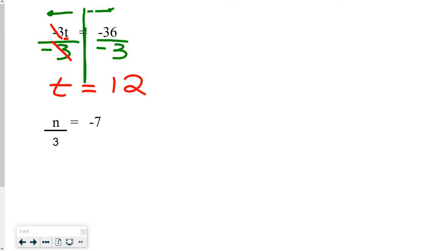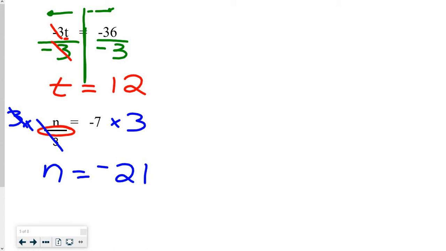If we have division here, n divided by 3, the opposite of divide is multiply. So we're going to multiply by 3. Whatever we do to one side, we do to the other. These 3's cancel each other out. We're left with n equals negative 7 times 3, which equals negative 21.